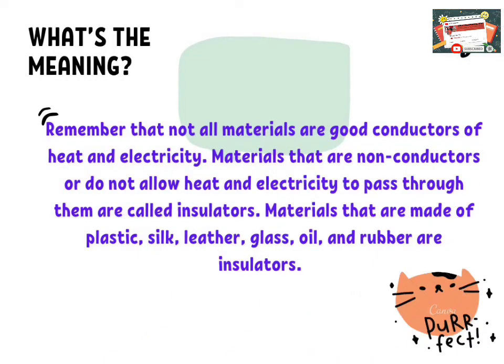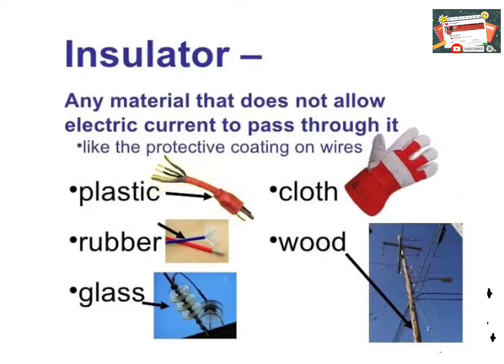Remember that not all materials are good conductors of heat and electricity. Materials that are non-conductors or do not allow heat and electricity to pass through them are called insulators. Materials that are made of plastic, silk, leather, glass, oil and rubber are insulators.